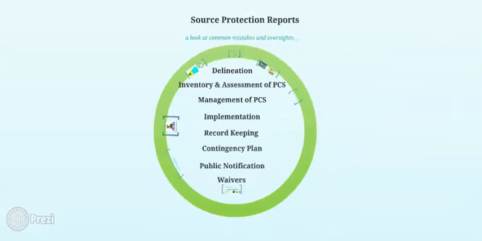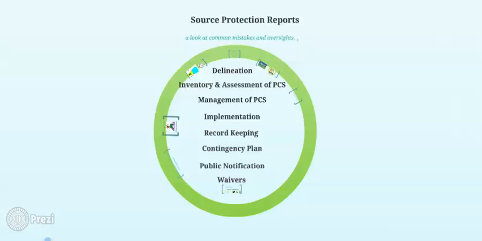Let's talk about the basic outline of a source protection plan. This consists of the delineation, inventory and assessment of potential contamination sources, management of potential contamination sources, implementation, record keeping, contingency plan, public notifications, and waivers. We will have a link for you at the end of this presentation that you can look at the outline more specifically.